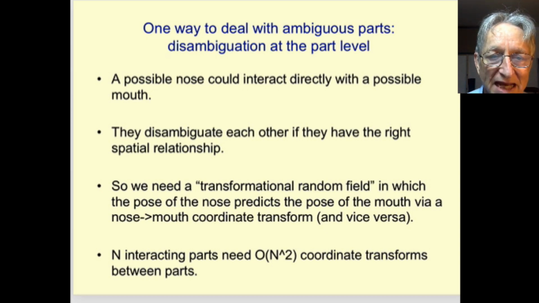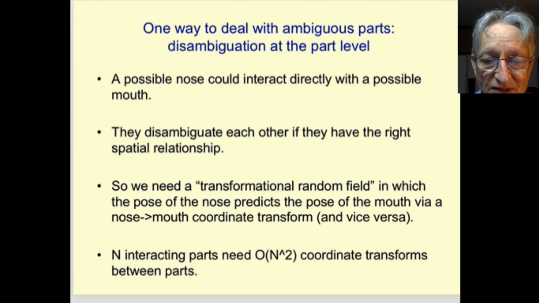One way to do that would be to have direct interactions between these ambiguous parts. That's what I call a transformational random field. And it's transformational because there's a coordinate transform involved in every interaction. So if a nose is looking for a mouth that might support it, what the nose would have to say is, hey, I'm a nose, and I'm looking for a mouth with the following pose. In other words, it would have to take the pose of the nose, that is its relation to the camera, multiply it by the relation between a nose and a mouth, and that will be the kind of mouth it was looking for to confirm itself.